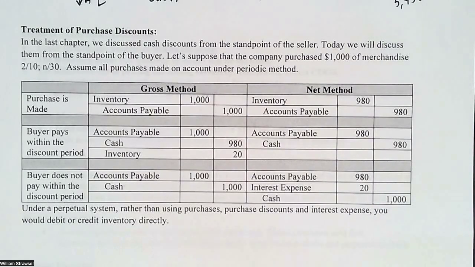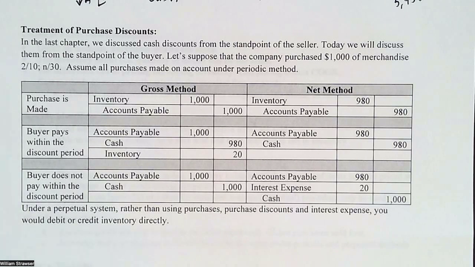All right, so now we're going to talk about those purchase discounts. We talked about this in the last chapter, but we were talking about it from the standpoint of the seller. So now we're talking about the buyer. And I have everything filled out because we've seen this before. I'm going to walk through it.